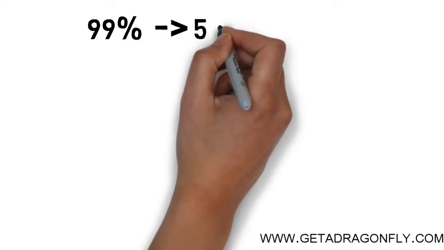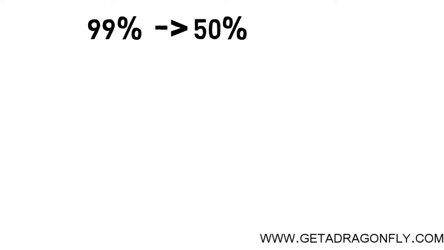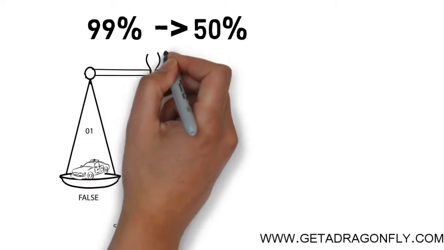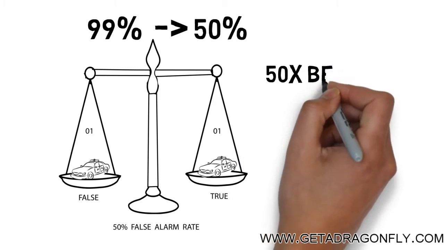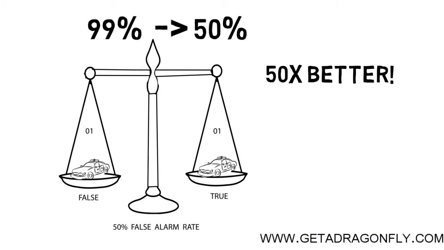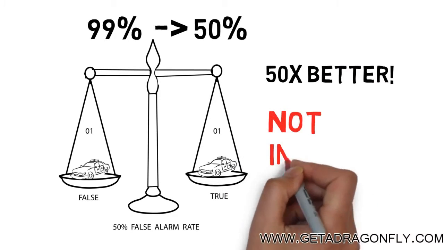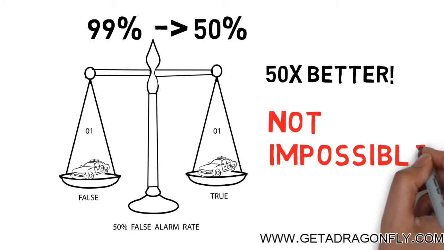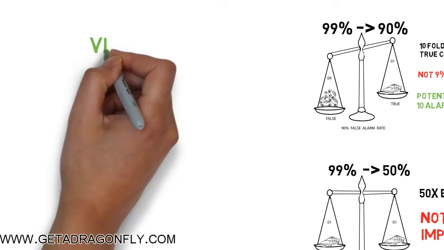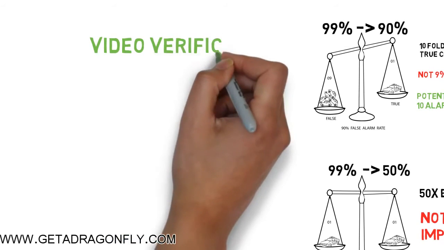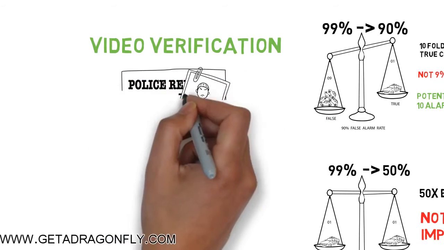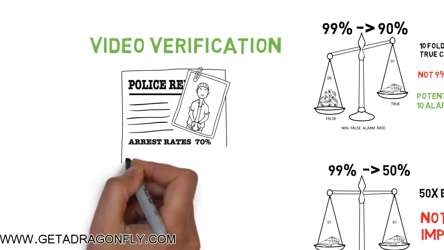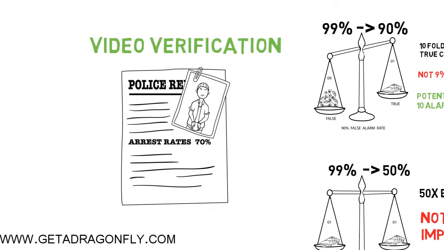Likewise, if we cut the false alarm rate in two, from 99% to 50%, it is not just twice as good. There are 50 times more crimes per police response, and even more arrests result. This is not impossible. In fact, when false alarms are reduced to these lower levels with video verification, published police case studies have documented arrest rates where 70% of real crimes are resulting in arrest.